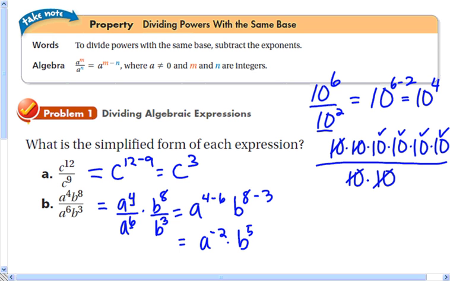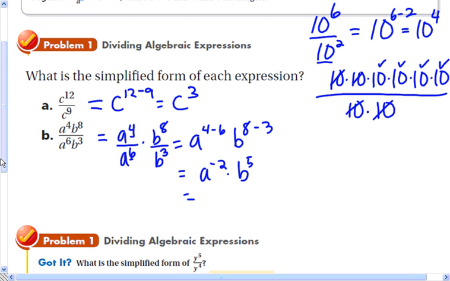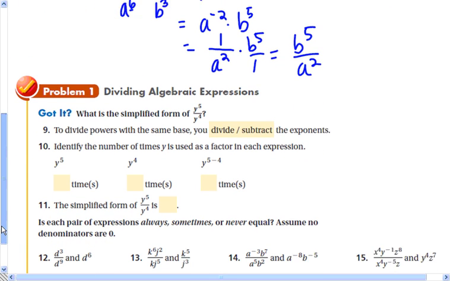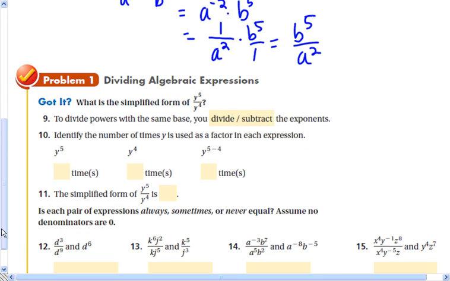And we don't like to have negative exponents when we're simplifying. Remember, a to the negative 2nd means 1 divided by a twice. And b to the 5th is just b to the 5th over 1. So we end up with b to the 5th over a to the 2nd. All right, go ahead, you try it. I'm going to pause here, and you can check back with your answers.